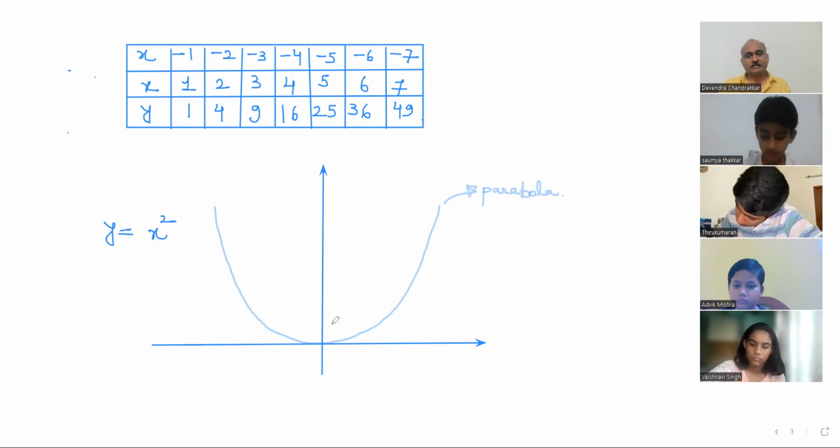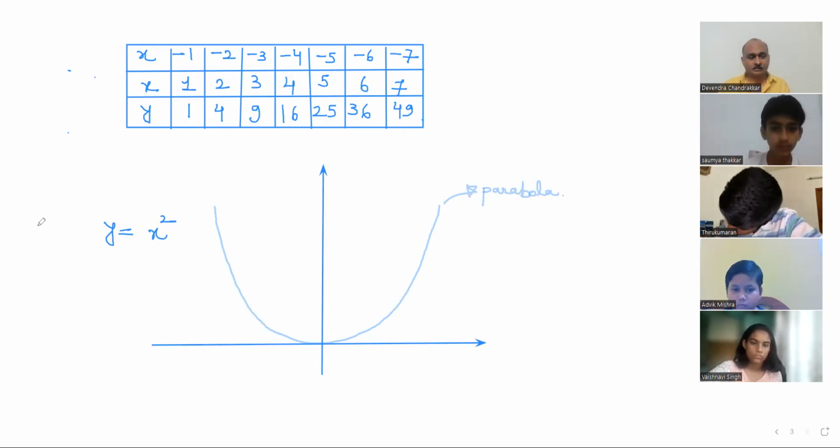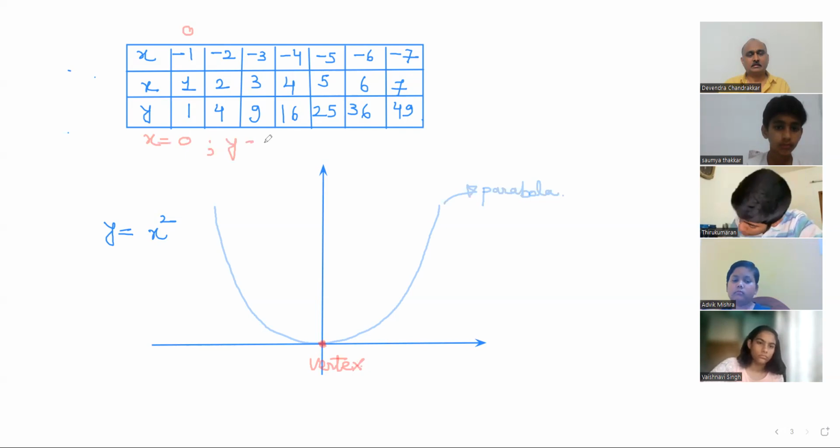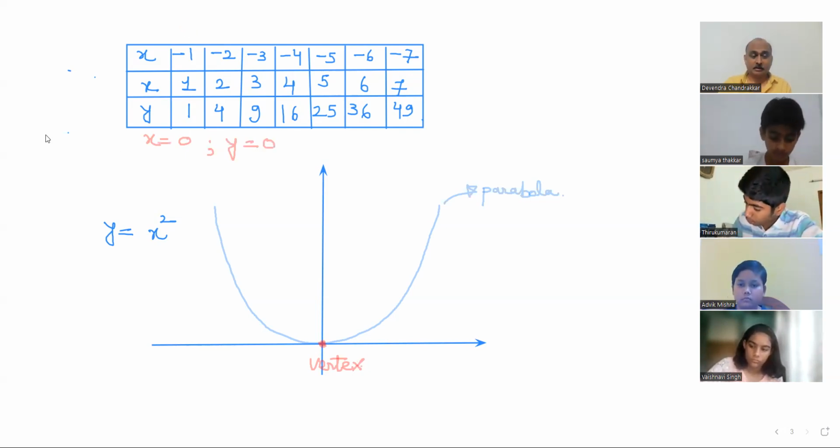Right? You can see that even for negative values of x, we have only positive values of y. This is called the vertex of the parabola, which is passing through 0, because if x is 0, y is also 0. Right? When x is 0, y is 0. Now, okay, everyone pay attention here first. Don't write. All of you pay attention here.